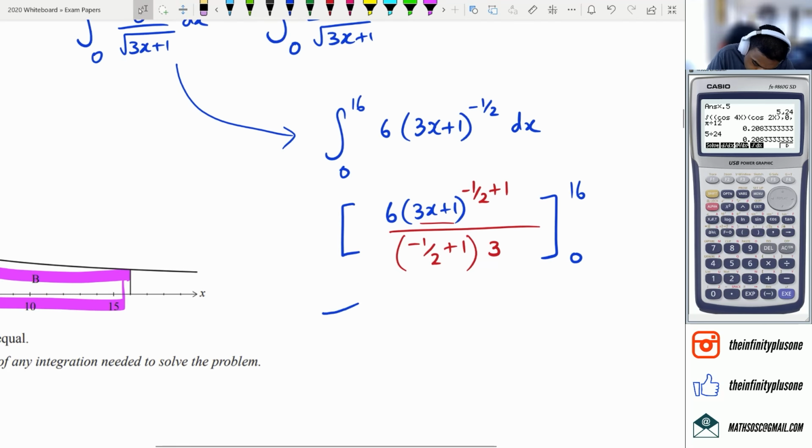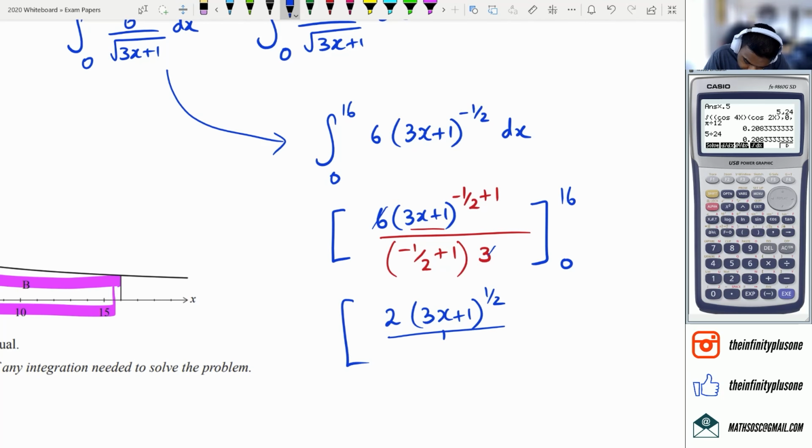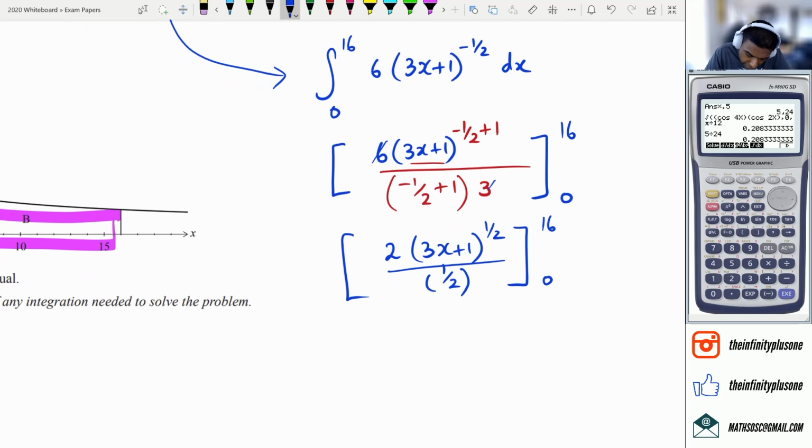So if I was to simplify this, the 6 and 3 disappear first, which is going to make it 2. And I've got 2, 3x plus 1 to the power of positive half, divided by half, since negative half plus 1 is another half. And this is all between 16 and 0. Now, I'm going to keep simplifying this as low as possible because then substituting things becomes a lot easier. So 2 divided by half is 4. So I've got 4, 3x plus 1 to the power of half, between 16 and 0.